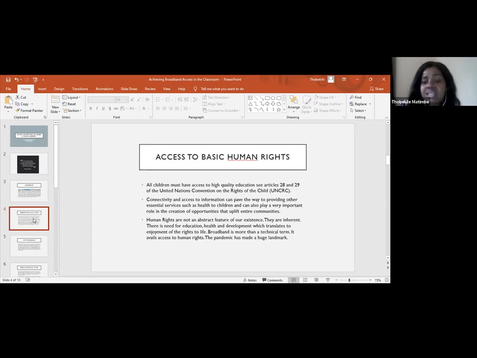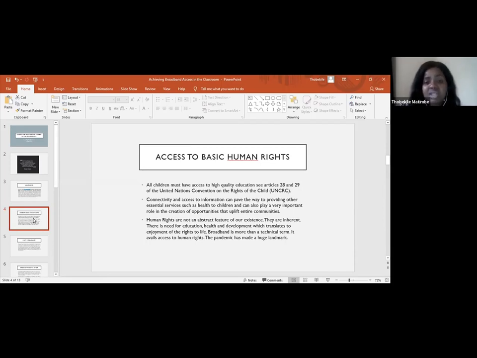Connectivity and access to information can pave the way to provide other essential services, such as healthcare, and children can also be exposed to what's happening in the world and be able to develop themselves and aim higher, and have aspirations for professions that they'll probably discover when they are exposed to online platforms. So human rights are not abstract.